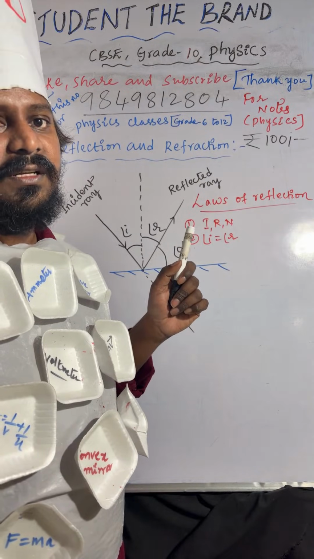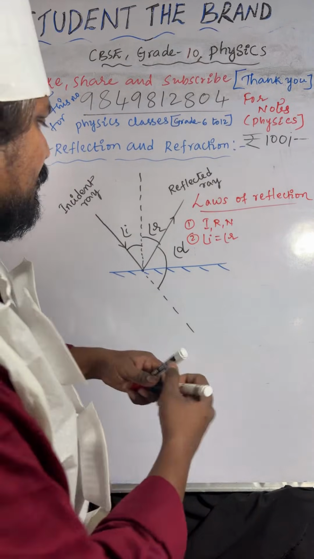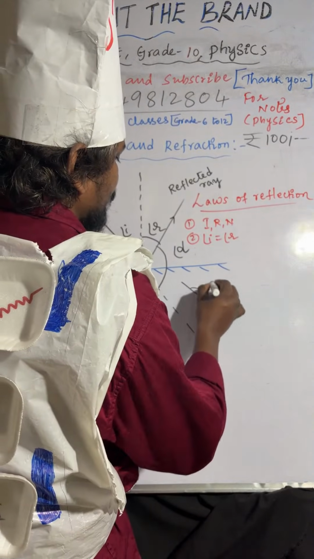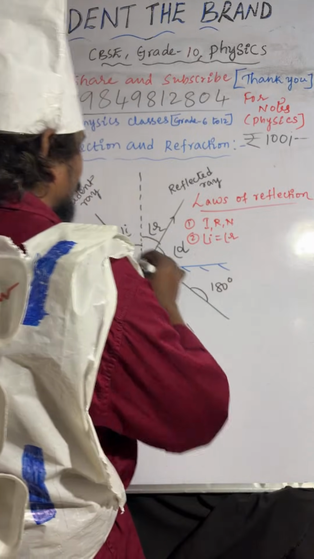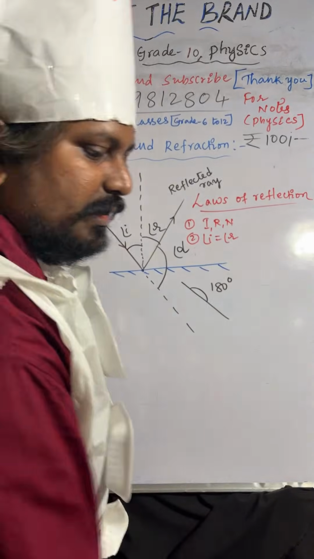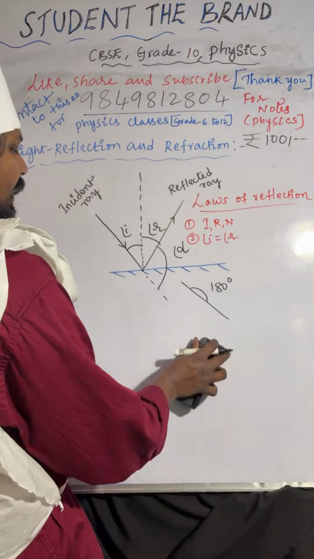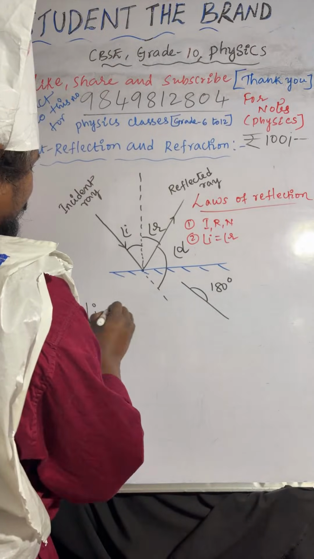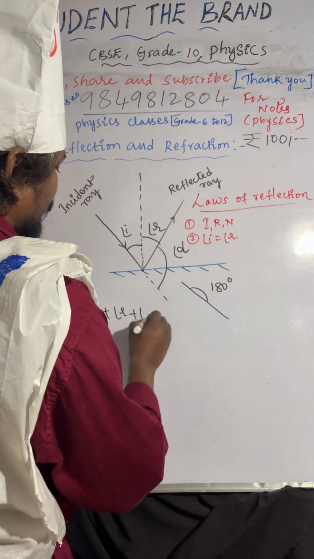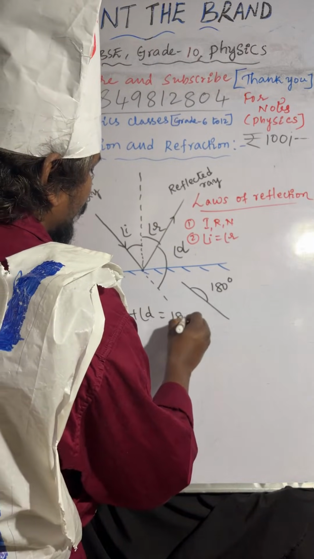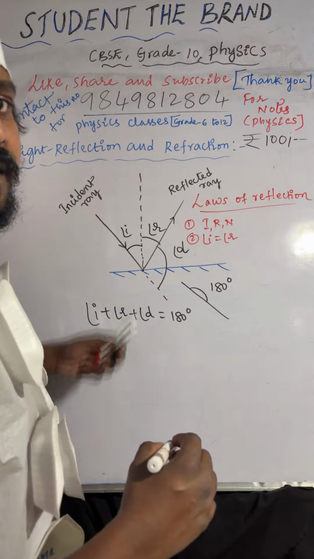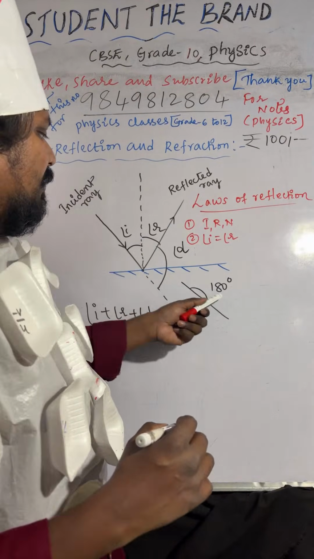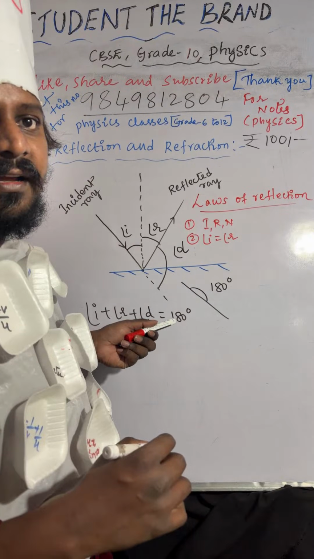So you can observe this angle, the linear angle. I am taking this linear angle. How much is a linear angle? 180 degrees. So this angle includes the angle of incidence plus the angle of reflection plus the angle of deviation, equal to 180 degrees. This is a linear angle.